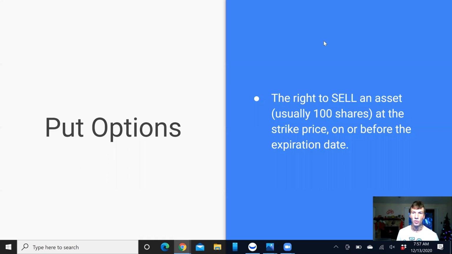The put option, so this gives you the right to sell an asset, which is usually 100 shares, at the strike price on or before the expiration date. That's if you exercise the option. For my strategy, you will absolutely never be exercising an option.